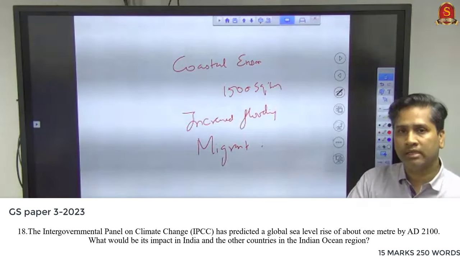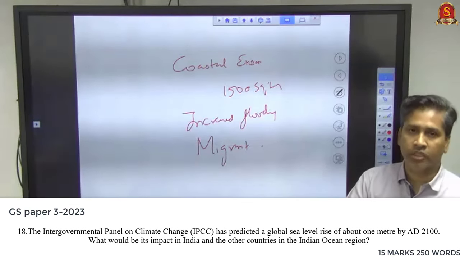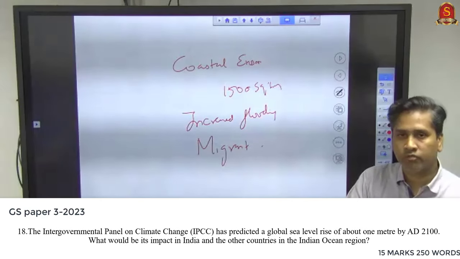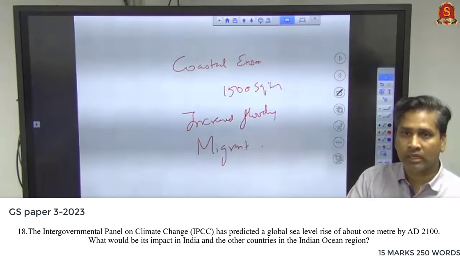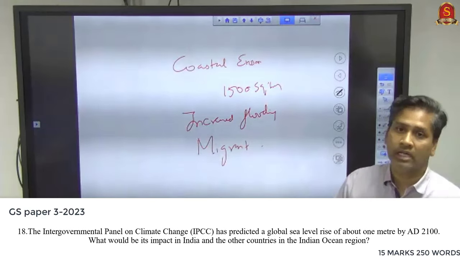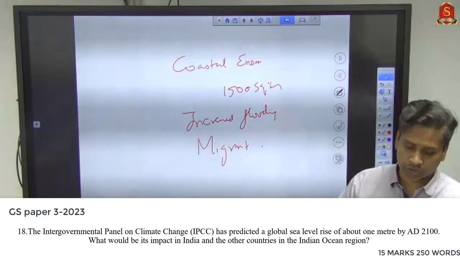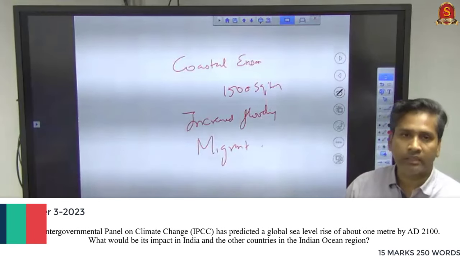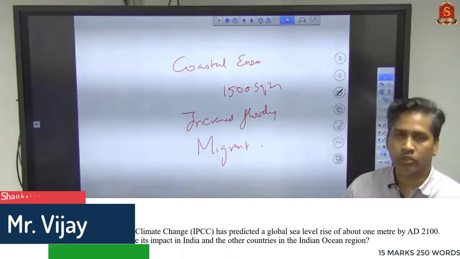And very important, our Indian Prime Minister has initiated CDRI, the Coalition for Disaster Resilient Infrastructure. So at least in the island countries, in the coastal regions, disaster resilient infrastructure has to be built in the near future. So these are the key points you can discuss in the third question, that is the IPCC question.